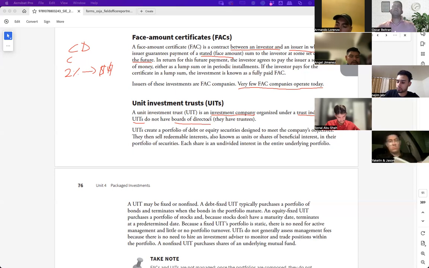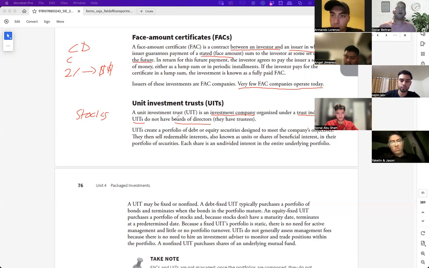So name an investment out there that has a board of directors. Wait, repeat the question. Name a fund out there that has a board of directors. Investment, anything like that. Think about what's out there that has a board of directors. Like I know stocks, like Amazon has a board of directors. There you go. Stocks. Stocks have a board of directors.